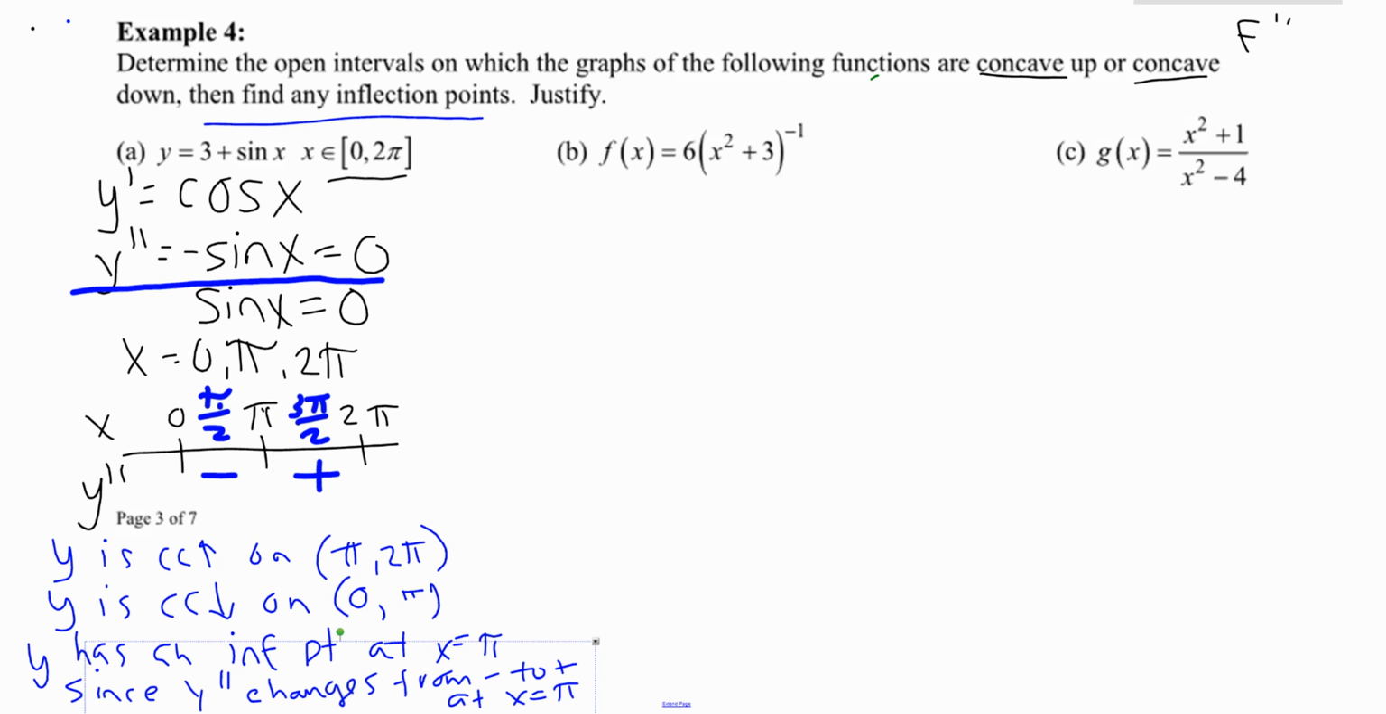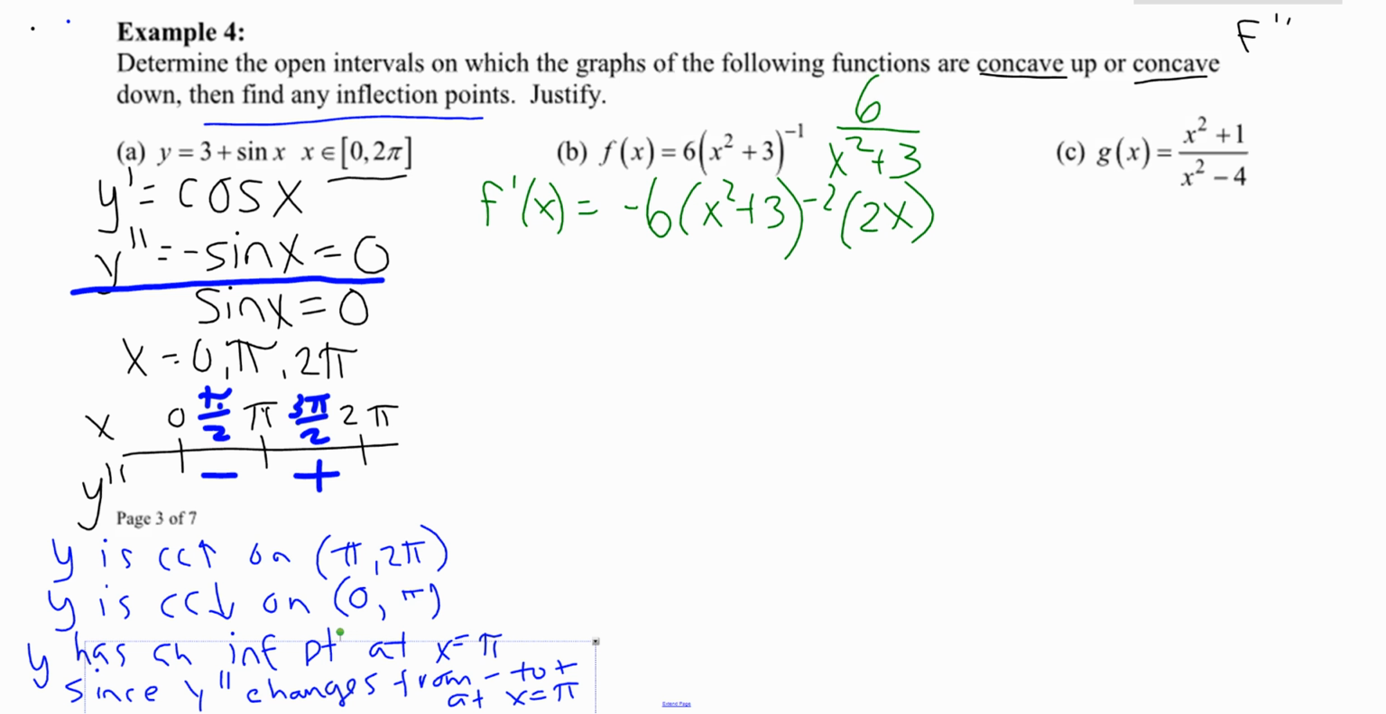You could write this as 6 over x squared plus 3. But I don't feel like using the quotient rule, so I'm going to go ahead and just use the power rule for this one. So we have f prime of x equals negative 6 times x squared plus 3 to the negative 2 times the derivative of the inside, which is 2x. So another way of writing that would be negative 12x times x squared plus 3 to the negative 2. And again, here you can write it in the quotient form and use the quotient rule, or you can just use the product rule, leaving it in this form.